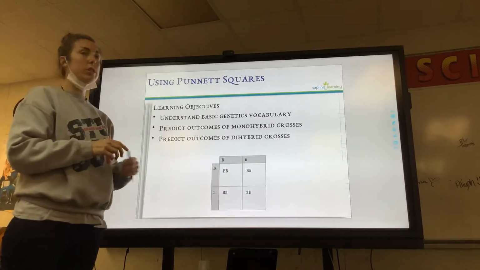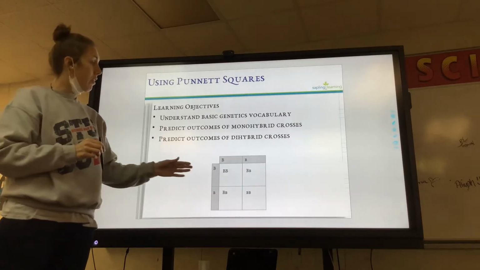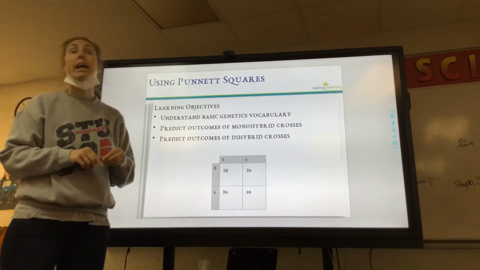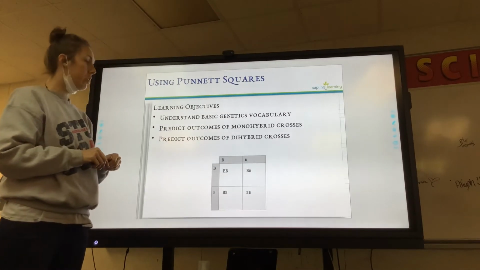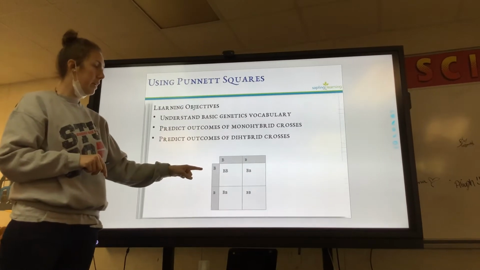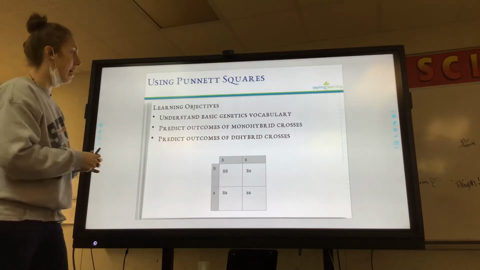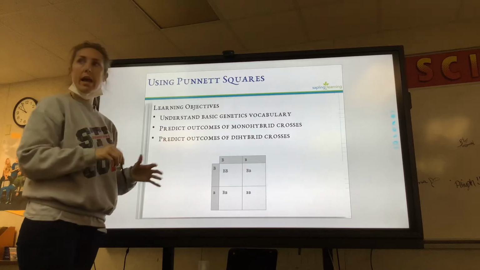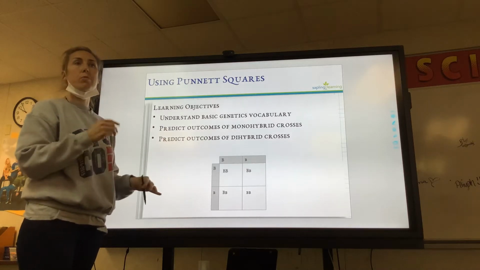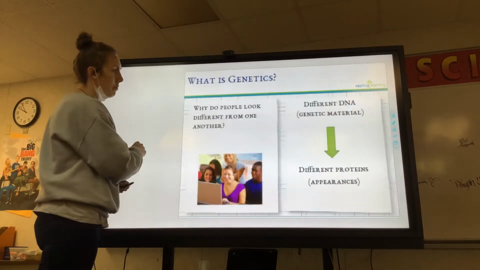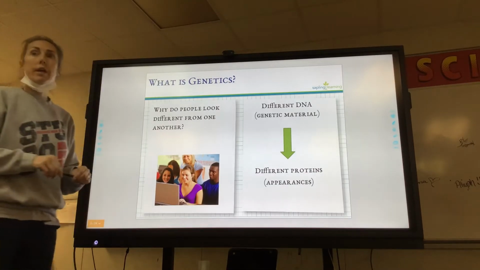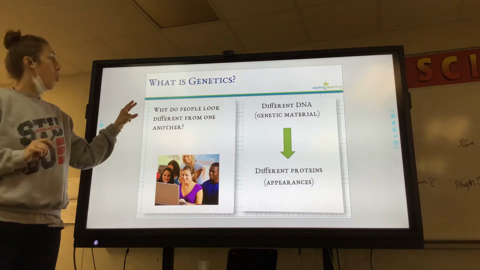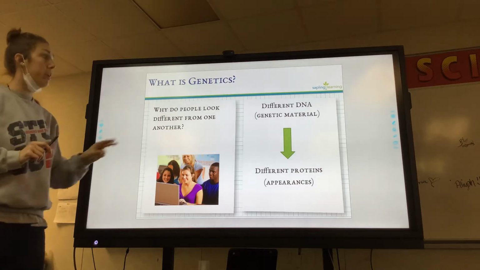Now, this only talks about one trait. So for example, the B's may represent eye color or hair color. And we're gonna talk about what the big B's mean versus little B's. We are not gonna get to a dihybrid cross right now, and sometimes we only get to it before the STAR test. Okay, up here. Why do people look different from one another?